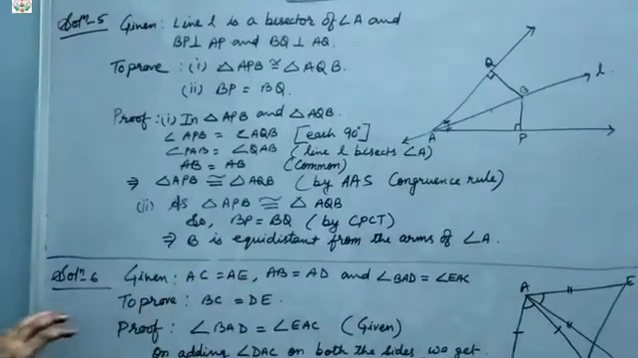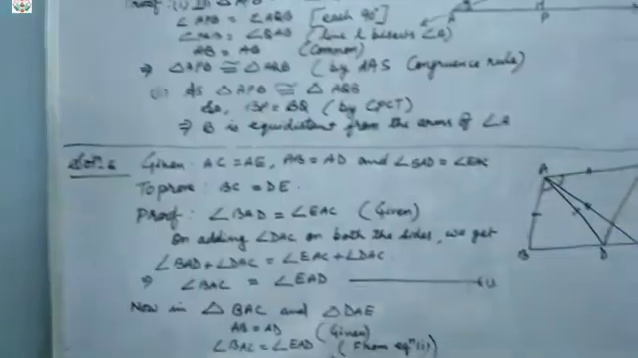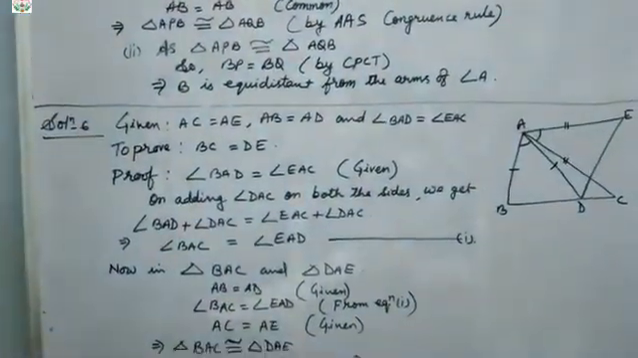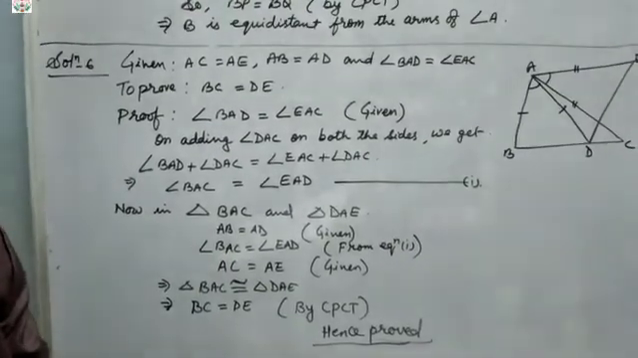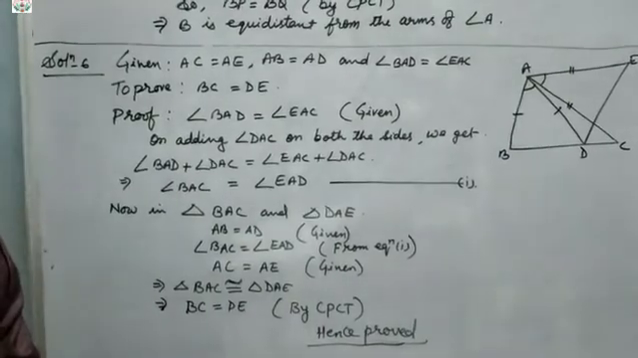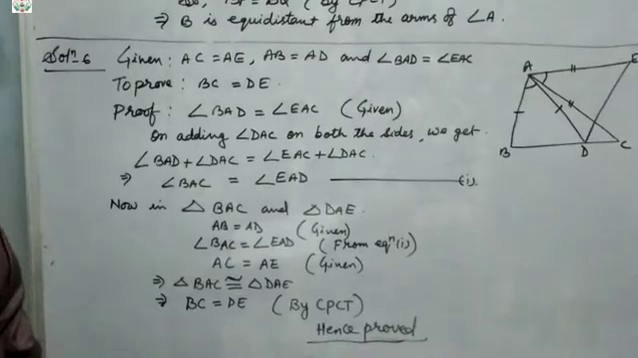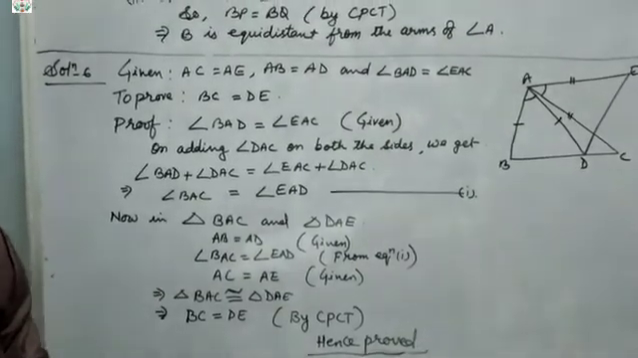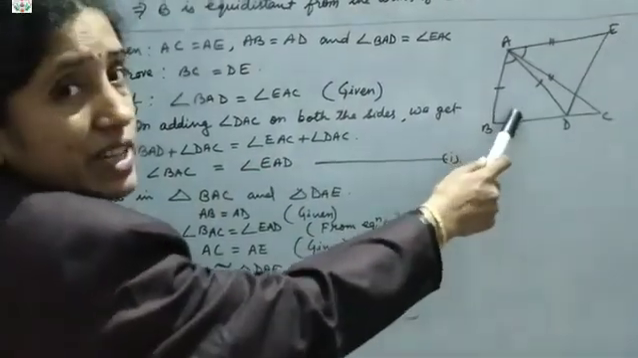Now come to the sixth question. Now sixth question goes like this. That is, in figure 7.21, AC equals to AE, AB equals to AD, and angle BAD equals to angle EAC. Show that BC equals to DE. Figure is given in the book. This figure is given in the book.